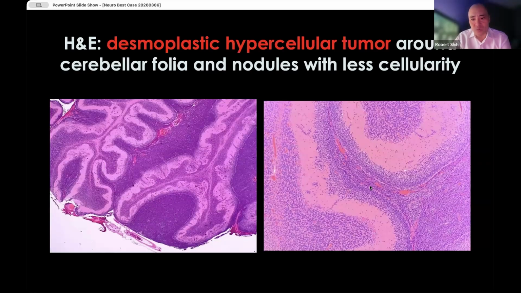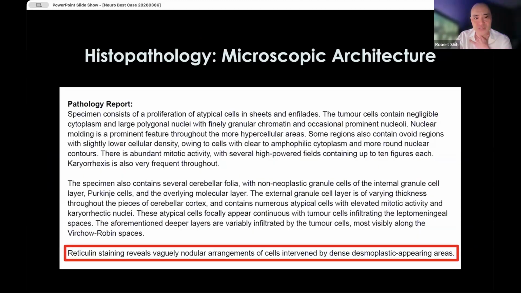On the right side, on this higher power H&E, again, I'm hovering over the more desmoplastic hypercellular areas, and we see these nodular areas of slightly lower cellularity as well. So desmoplastic, nodular, these are some buzz phrases that were used in histological classifications of medulloblastoma.